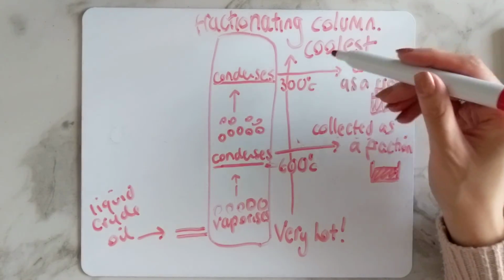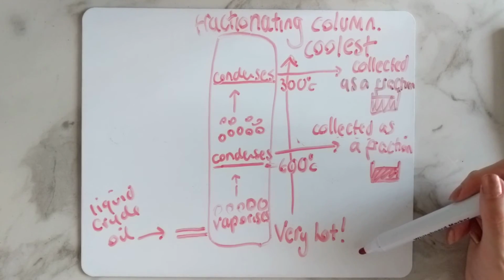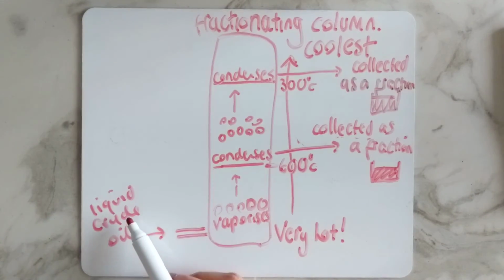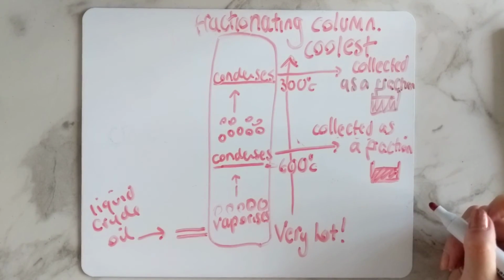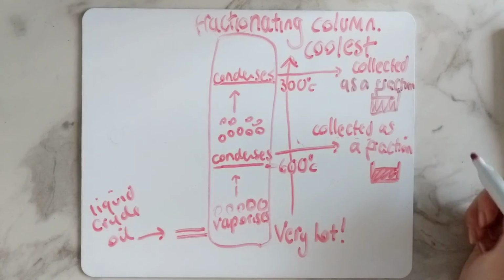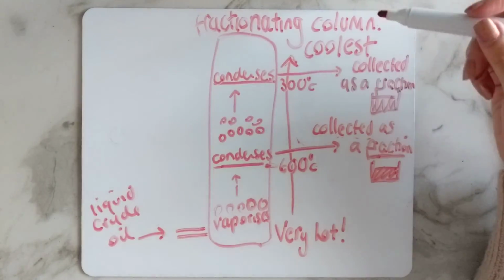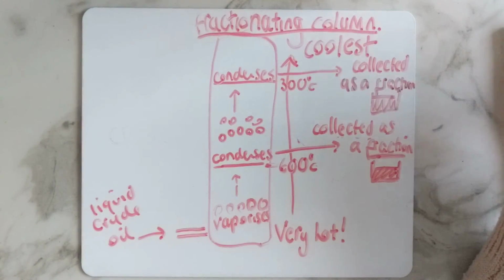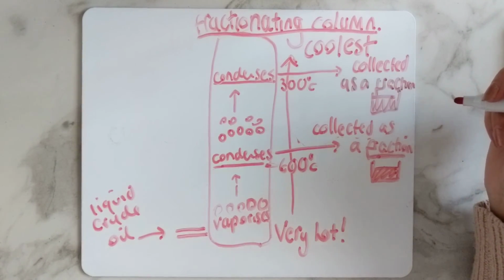It's really important in an exam question that you mention the temperature gradient, that it's really hot at the bottom and cooler at the top, and that the liquid crude oil is pumped in and vaporizes. All these key words will get you the mark. Talk about the fractions being collected separately, and that's why it's called a fractionating column. That's why it's called fractional distillation, because we end up with different fractions from the mixture of crude oil.